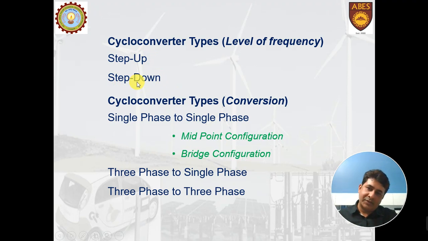Now, based on the conversion, there are cases when the supply is single phase and we need a single phase output. Those cycloconverters are called single phase to single phase cycloconverters. We can have two configurations in this case, midpoint and bridge configuration. I shall discuss these configurations later on. The other conversion can be from three phase to single phase, or the conversion can be three phase to three phase. So we will discuss all these. Whatever is written on this slide, we'll be discussing all these cycloconverters.